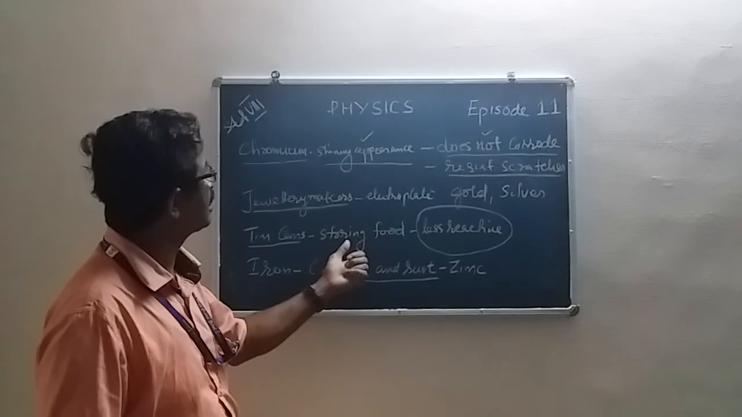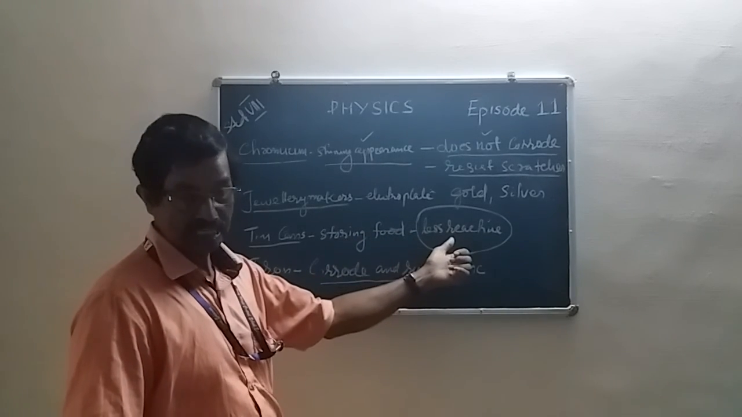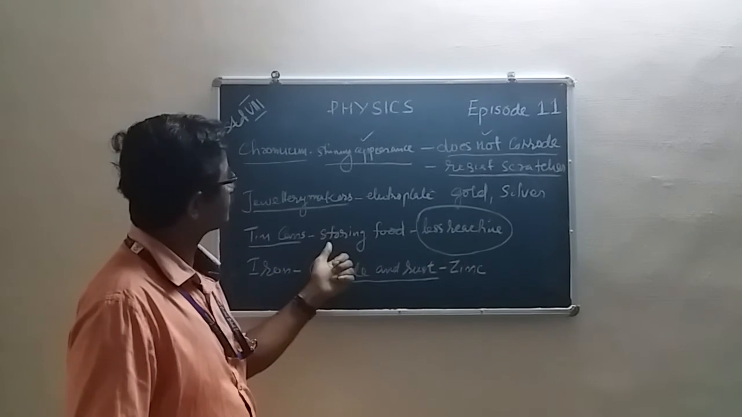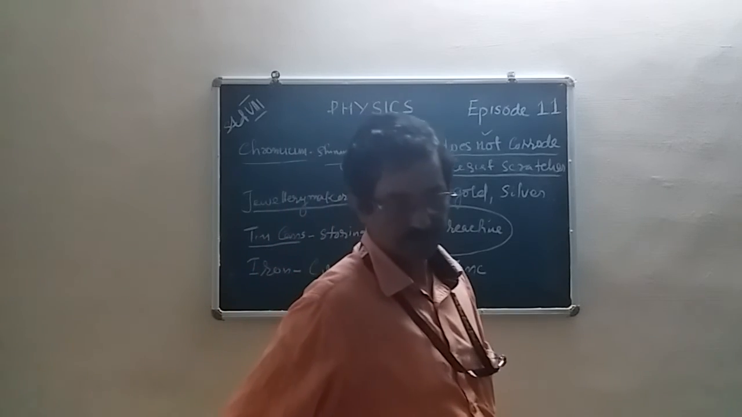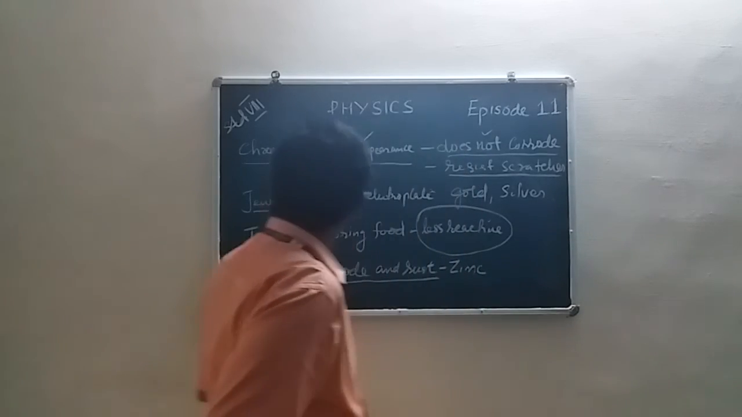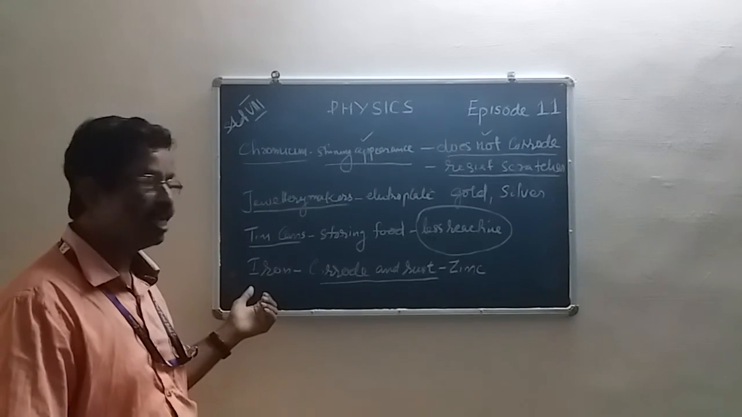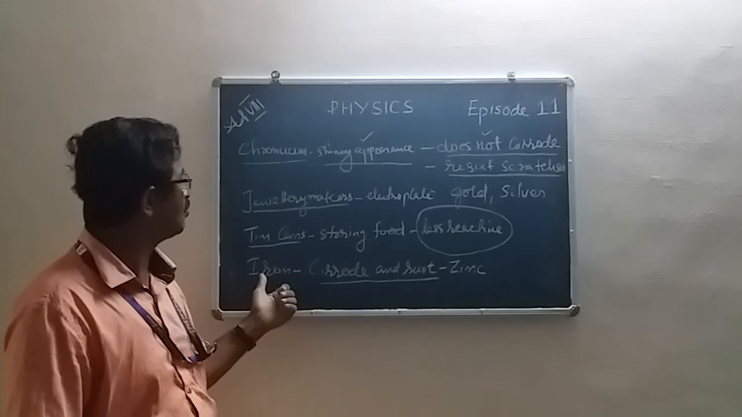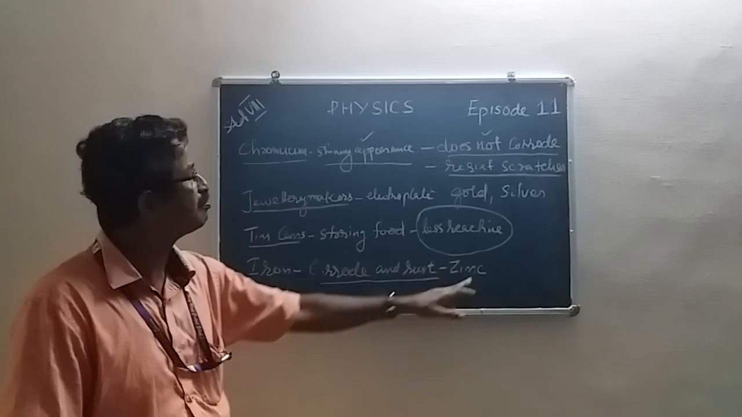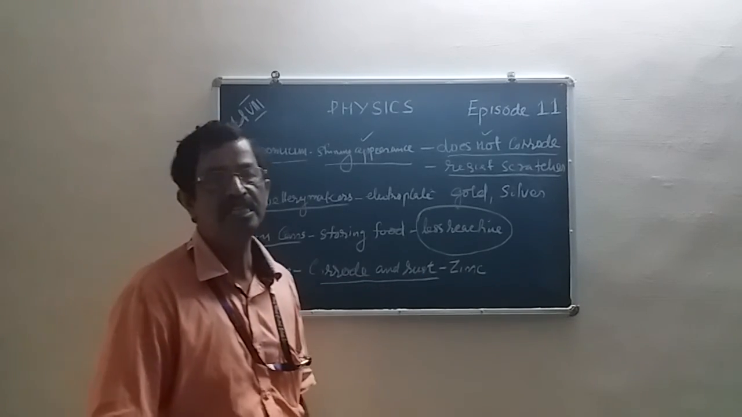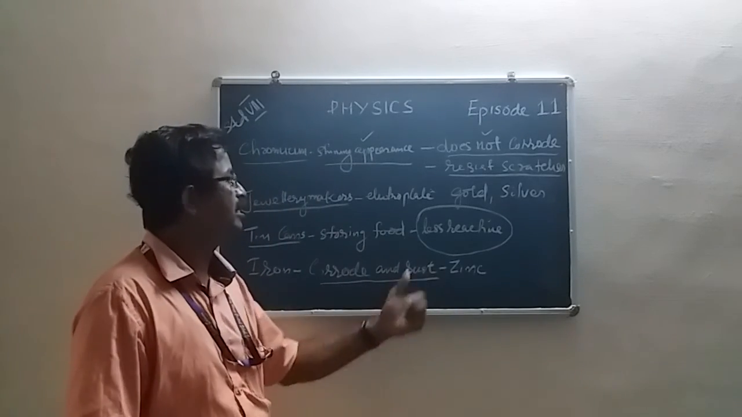Then another one is tin cans. Why electroplate tin cans? Because tin is less reactive, so the food stored in it does not come in contact with the iron inside. And another one is iron bars, which are electroplated with zinc. The problem of iron is that it corrodes and rusts, but by electroplating with zinc, it does not corrode. That means it prevents corrosion and rusting.